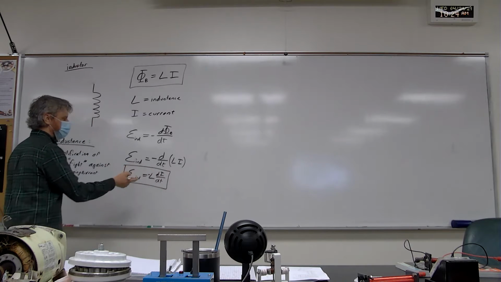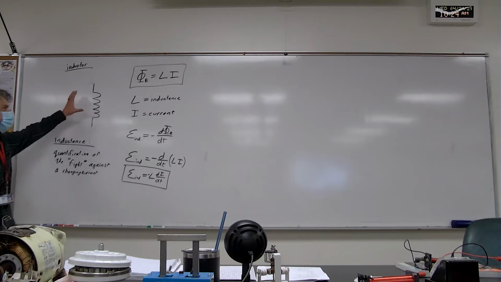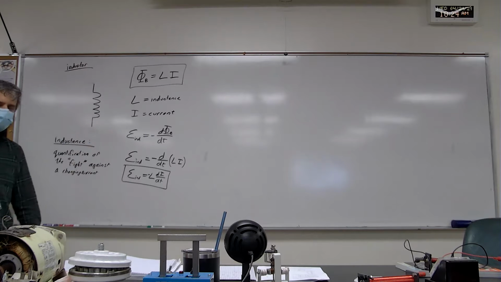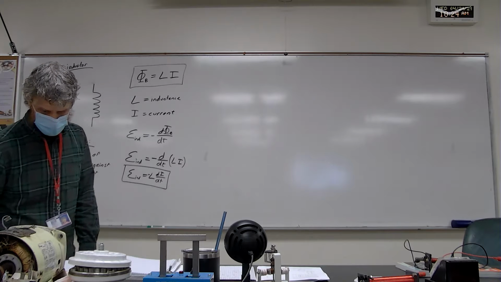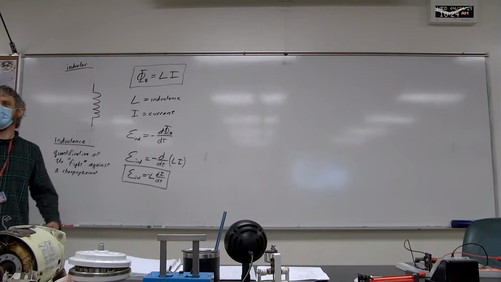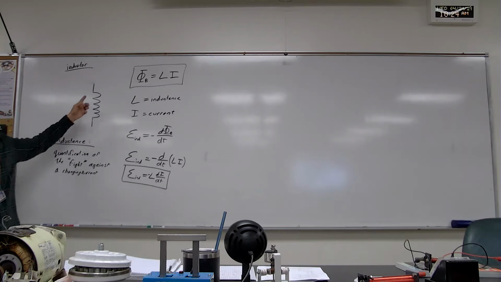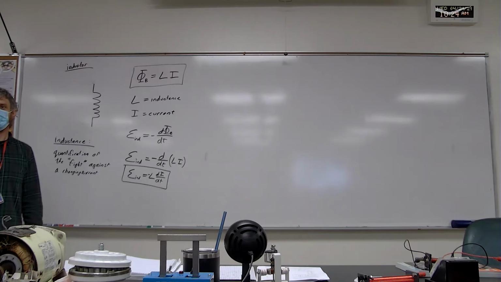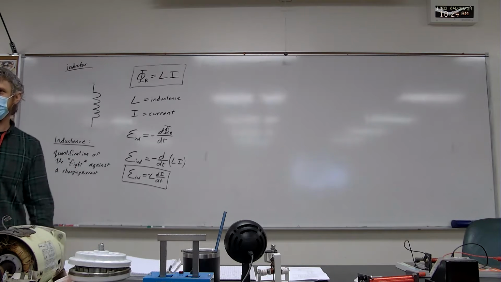The voltage induced within an inductor is the negative of the inductance times the rate of change of the current through it. So if there's no changing current, there's no induced voltage, and it just acts like a wire, actually. It's just going to be a bare wire, because you need that changing magnetic flux in order to induce a voltage that's going to fight the current.